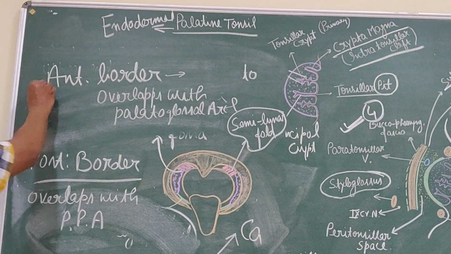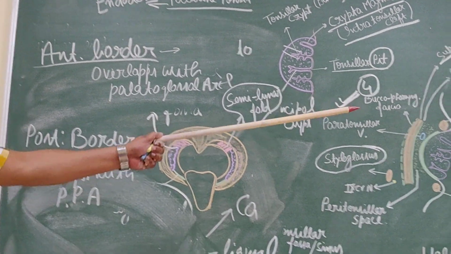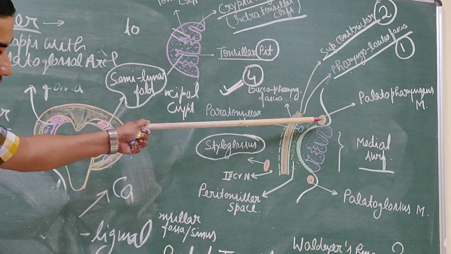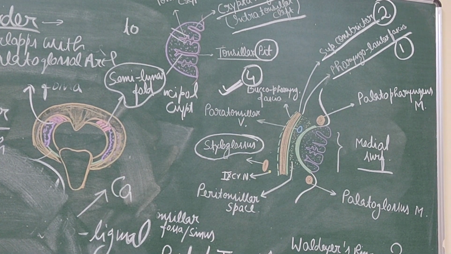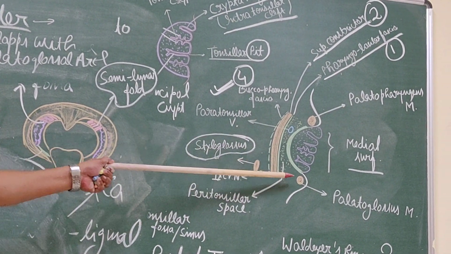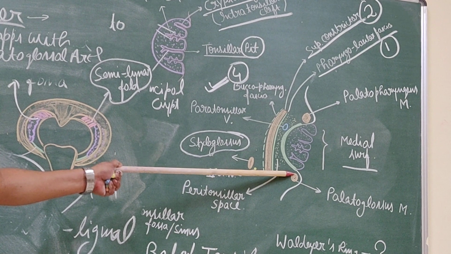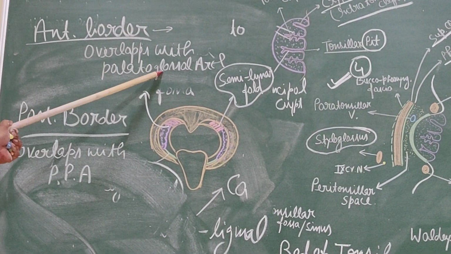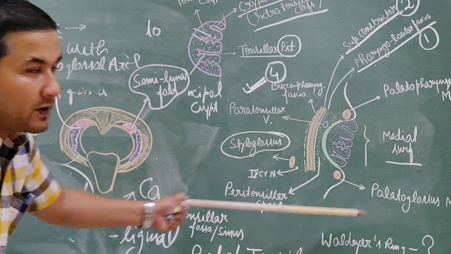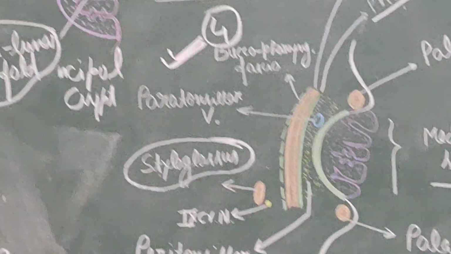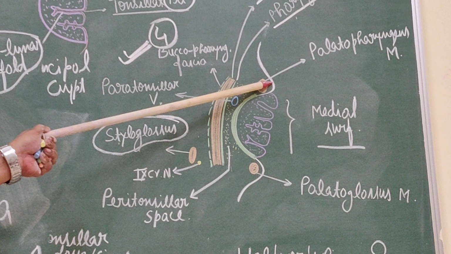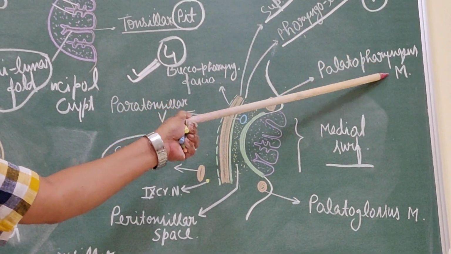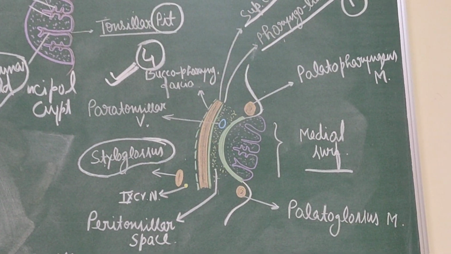Now the anterior border and the posterior border. This is the anterior border and this is the posterior border. This is the horizontal section. The anterior border of the tonsil overlaps with the palatoglossal arch containing the palatoglossus muscles, while the posterior border is limited by the palatopharyngeal arch containing the palatopharyngeus muscles.